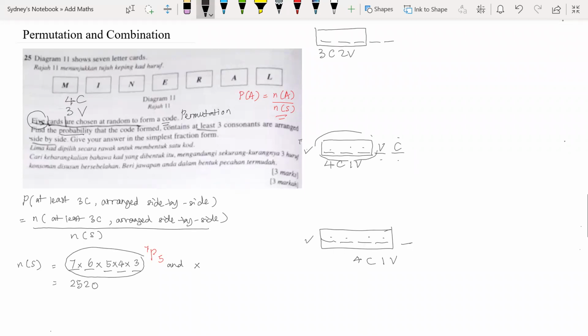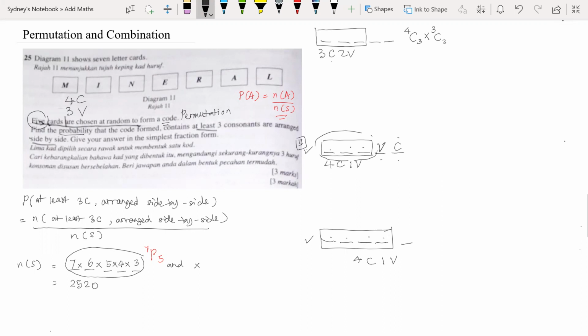So for our second case scenario, we have to be careful to set the condition that V, the vowel, must separate these two groups of consonants. So once we have set the arrangement, next we need to find for each arrangement how many ways there are. To get 3C out of 4C, we first select 3 consonants out of the 4 consonants. So of the 4 consonants, we choose 3, and of the 3 vowels, we choose 2.